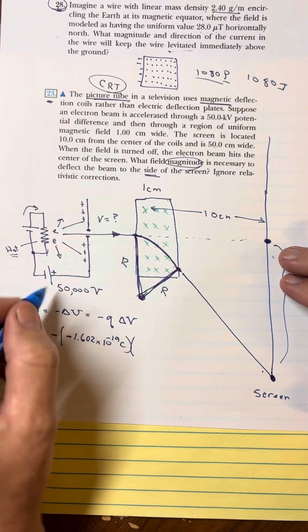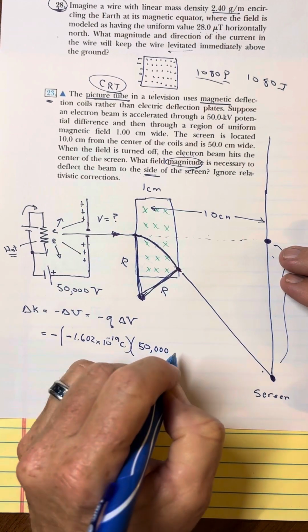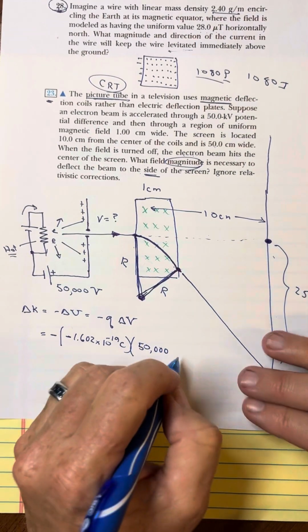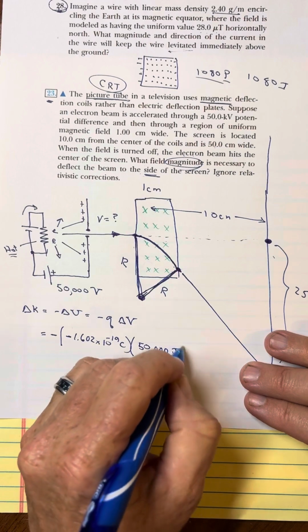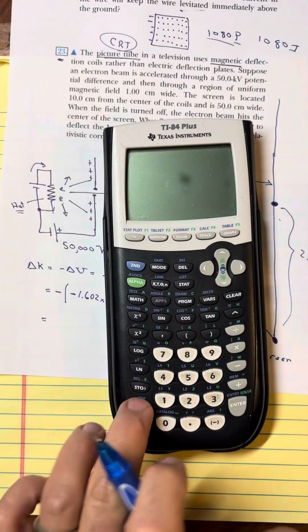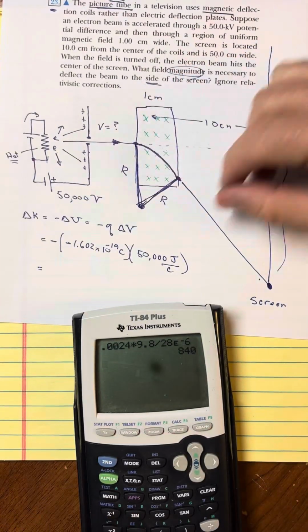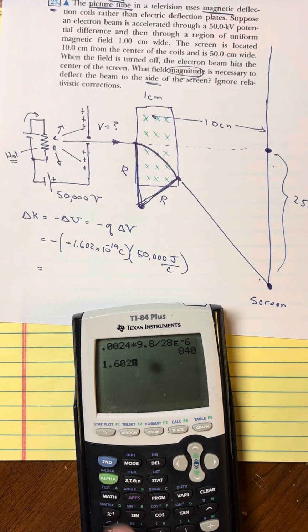Here's the longer bar, plus. And so it is an increase of 50,000 volts, which I will write as a joule per coulomb. And so this first part, the 2 negatives I can get rid of. But then 1.602 times 10 to the negative 19 times 50,000.